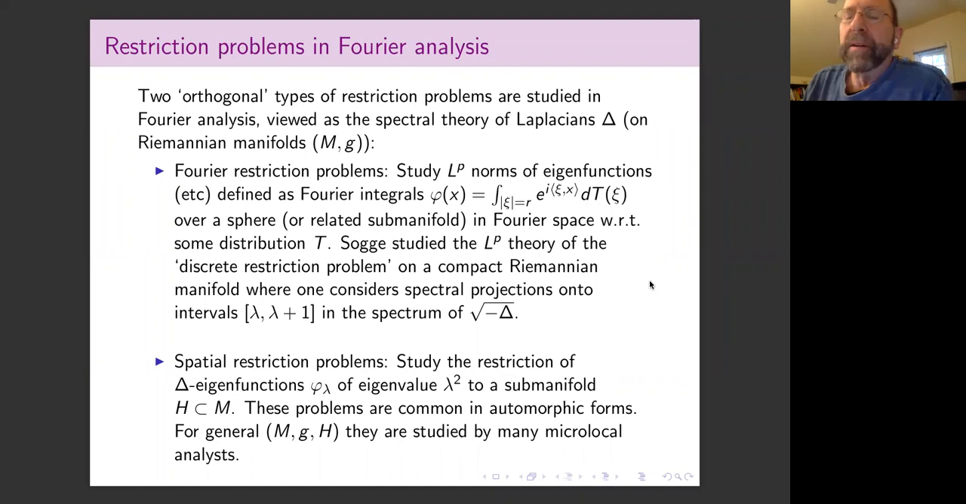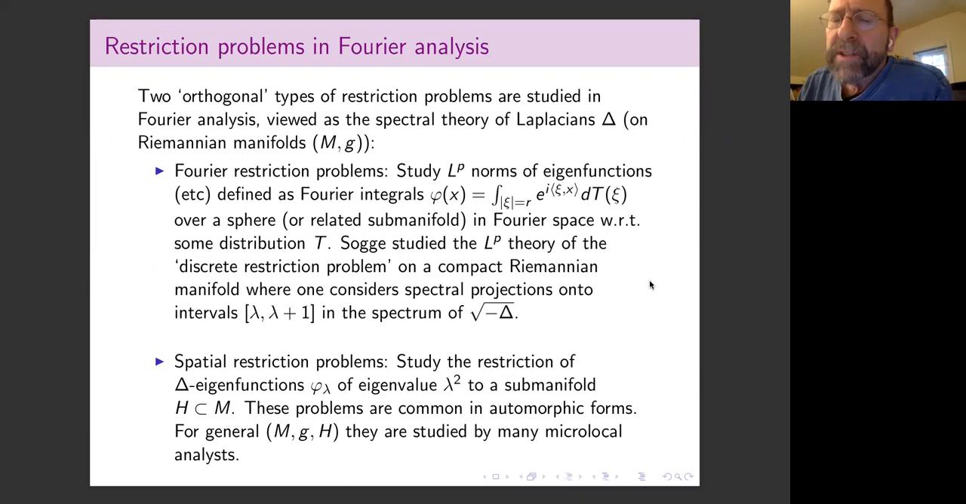But the way I think of it is that you define an eigenfunction of the Laplacian, this is on R^n, by an integral over a sphere in the Fourier or frequency space, norm ξ equals r, and you have the usual exponential e^{ixξ} against some kind of distribution on the sphere. And you would like to relate the properties of the distribution T to the eigenfunction φ. You could integrate over more general hypersurfaces or regions or curves or anything. But these are Fourier restriction problems because the Fourier transform or the Fourier integral is restricted to some submanifold or subset of R^n.